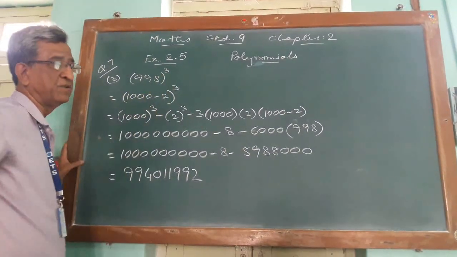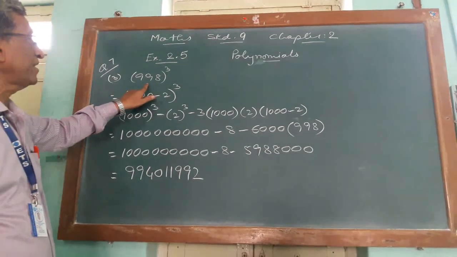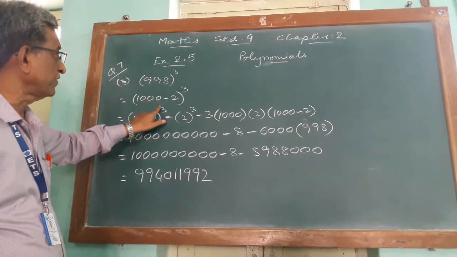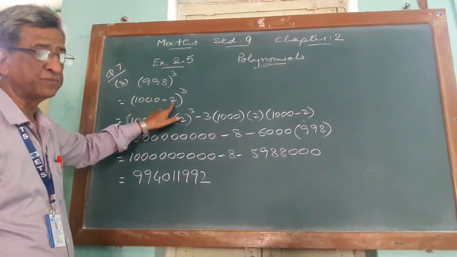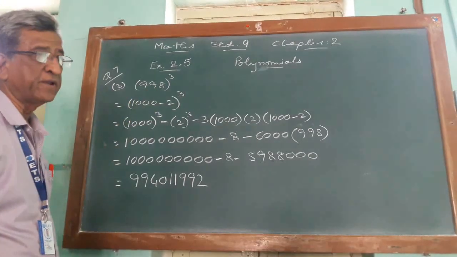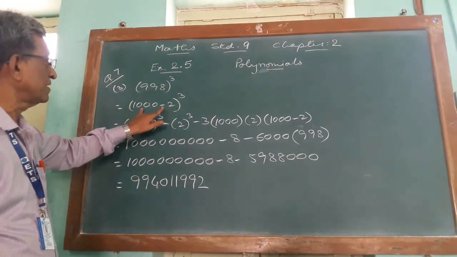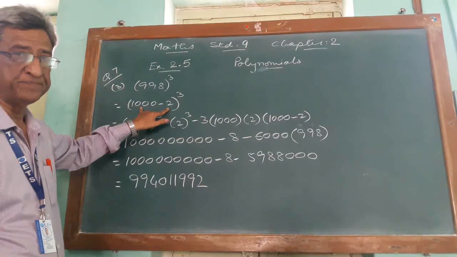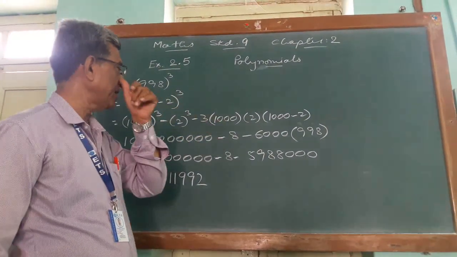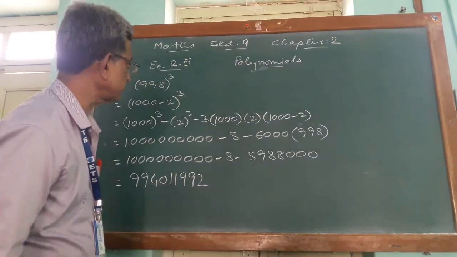Third sum, 998 cube. Find the cube of 998. So split 998 like this. 1000 minus 2. 1000 minus 2 gives you 998. Now again use the same formula a minus b whole cube. That is a cube minus b cube minus 3ab into a minus b.